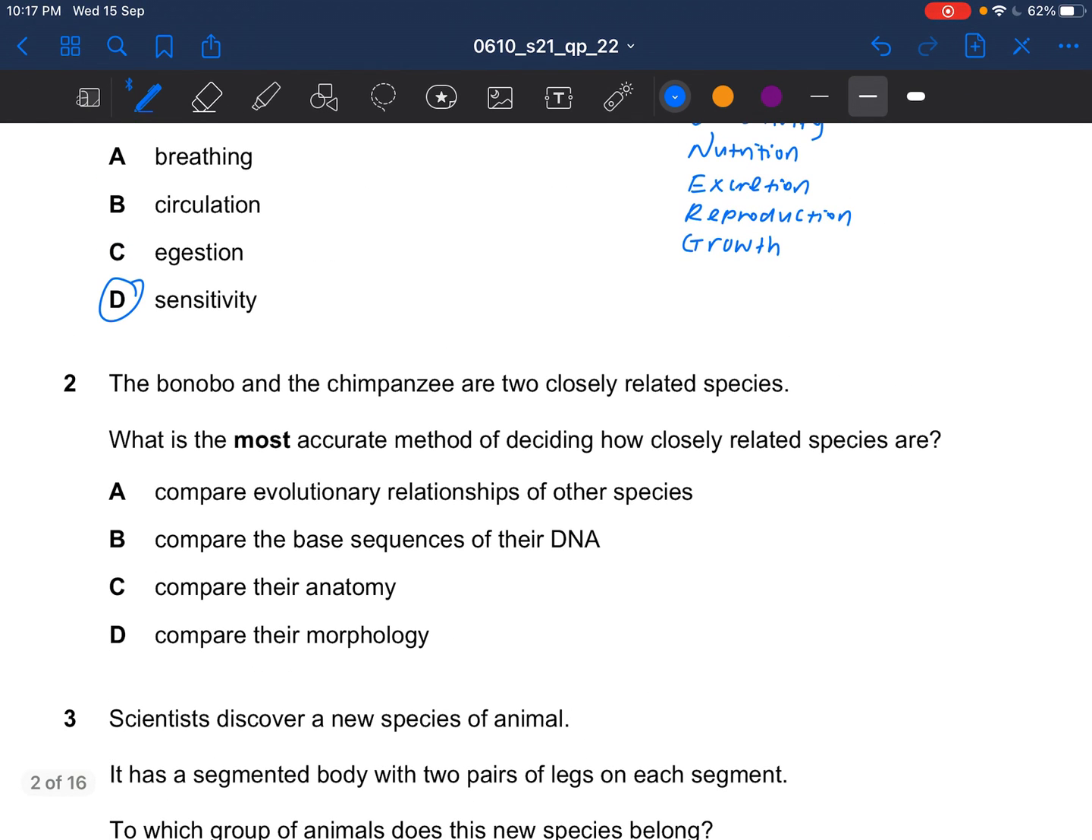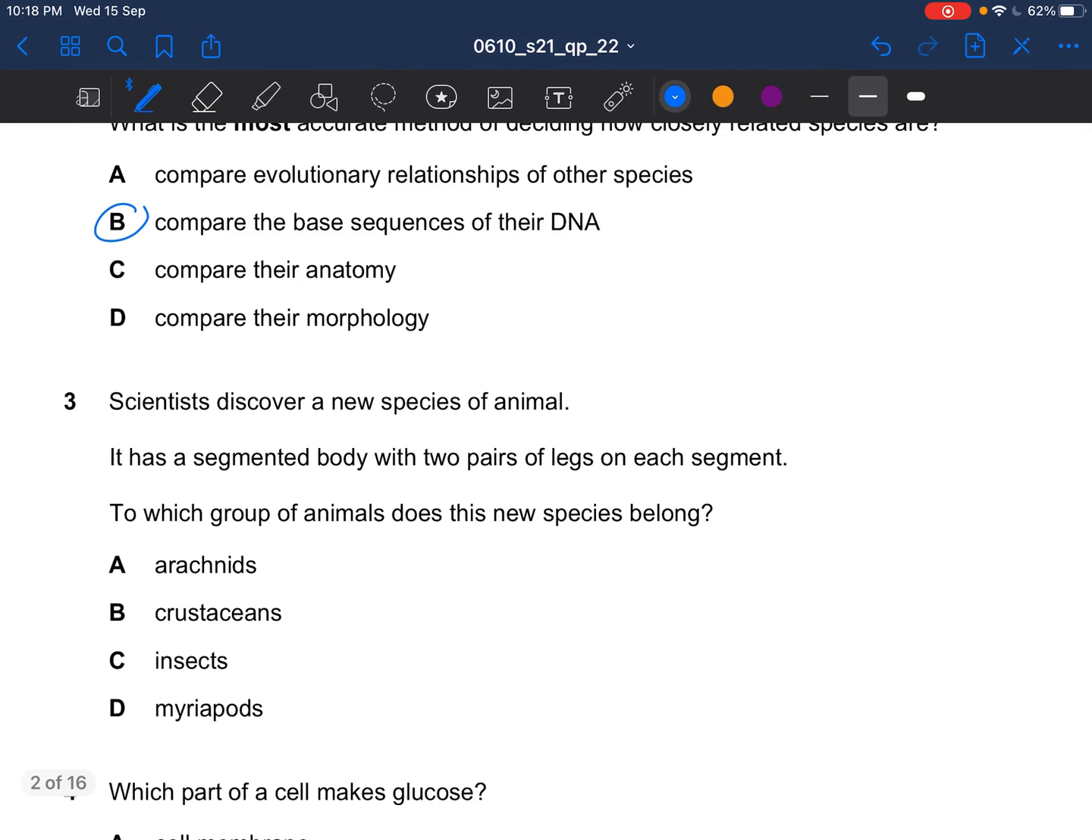Next question, the bonobo and the chimpanzee are two closely related species. What is the most accurate method of deciding how closely related species are? Closely related species would have similar base sequences. So the most suitable answer should be B, compare the base sequences of their DNA.